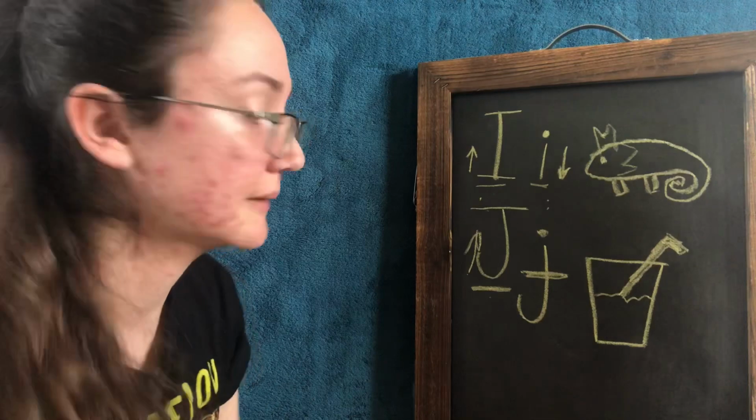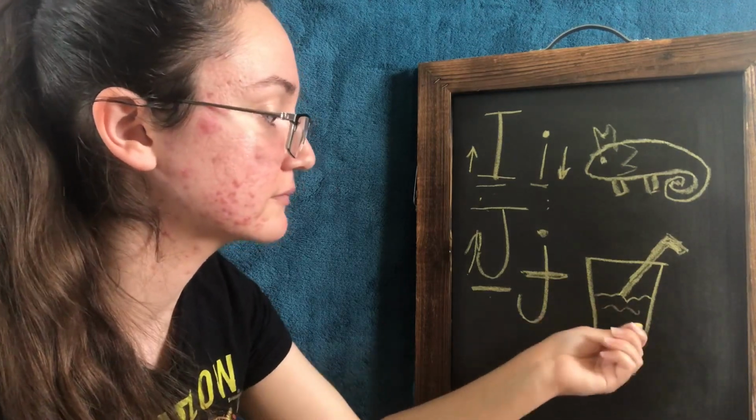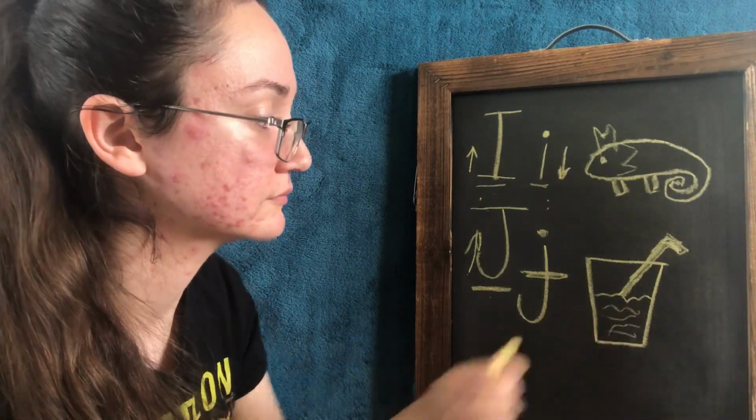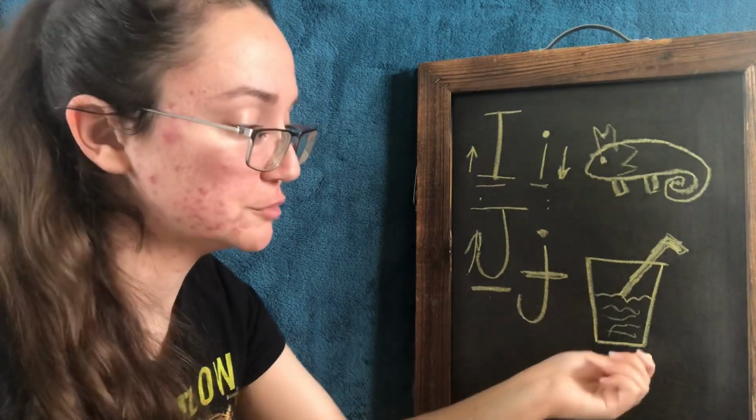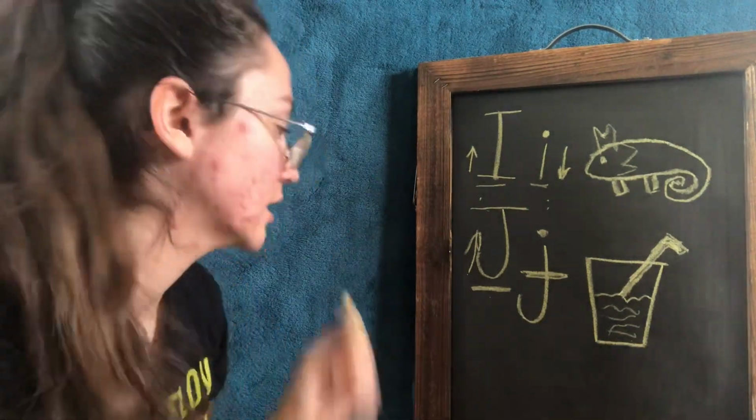There's your bendy straw, okay? And this is your juice. J for juice. Juice. Okay.